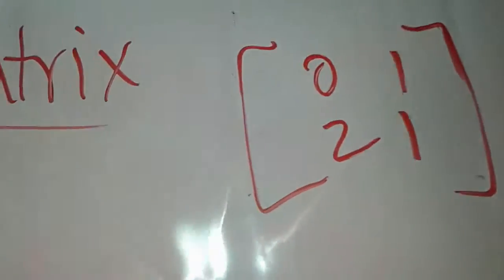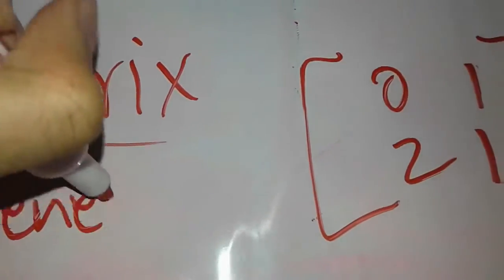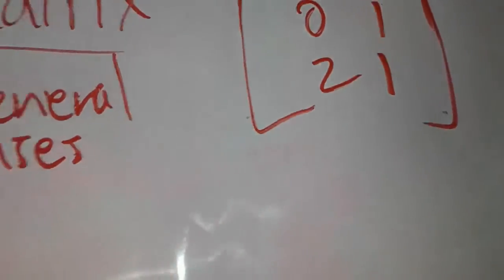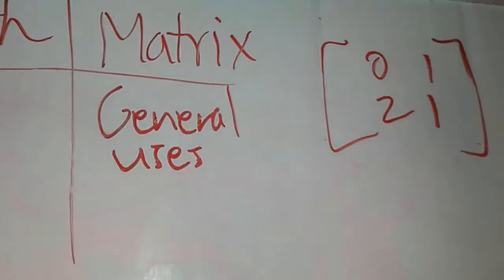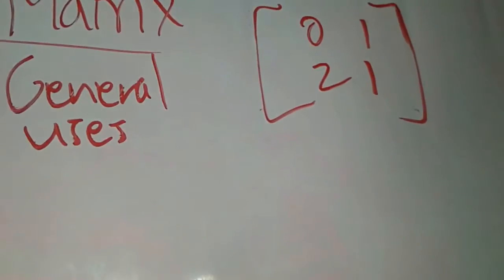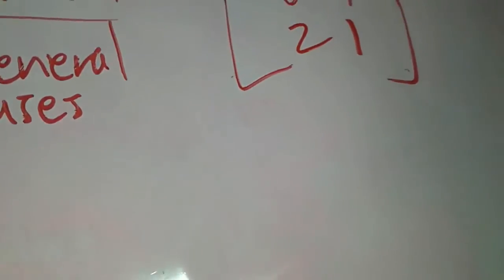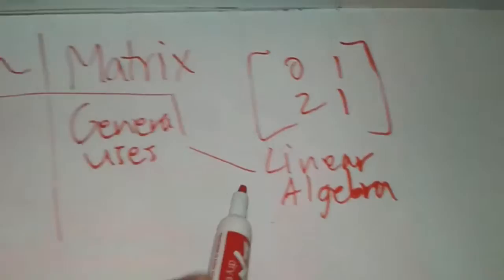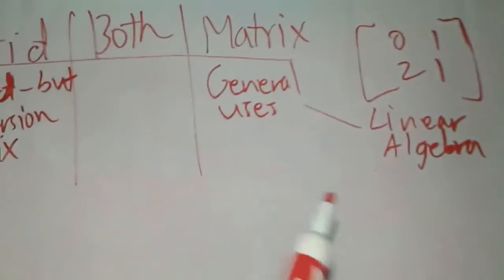And for matrix or matrices, they're for general uses. And I'm sure that there are a lot of uses today which are still applicable when it comes to solving linear equations. So it's more directed for linear algebra. And with these two claims, of course, there is a hint of linear algebra in a grid.